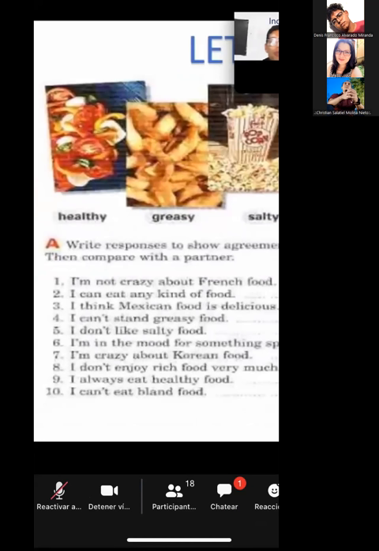Okay. Number one, I'm not crazy about French food. Neither am I. Number three, I think Mexican food is delicious. I am too. Number six, I'm in the mood for something spicy. I do too. Number eight, I don't enjoy rich food very much. Neither do I.